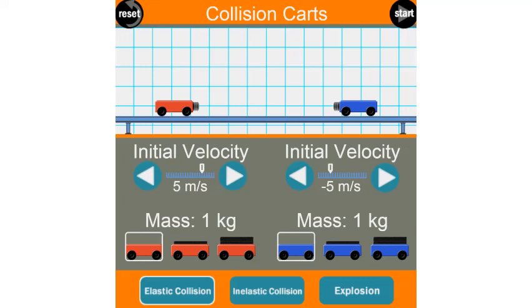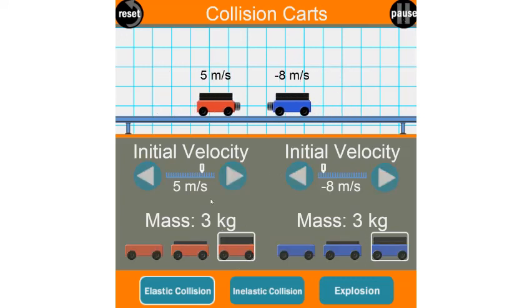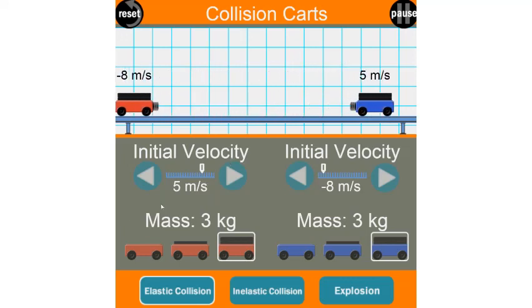Remember that for the first table, you're going to do elastic collision. So it's very important that you have the elastic collision clicked as opposed to the inelastic collision. You'll notice there's a little difference in the carts from one type of collision to the other. Then all you do is set your masses and your velocities as defined by your table. So set the proper mass, set the proper velocity, and then just hit start and see what happens. Let your carts collide, make your calculations, and move on.